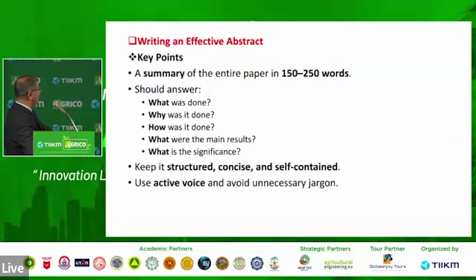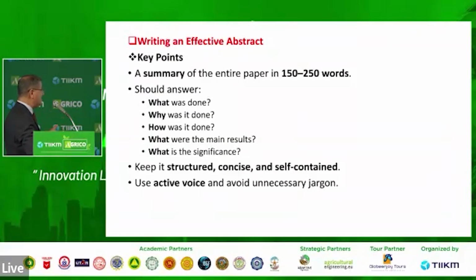For the abstract, we are going for 150, sometimes 250 words. When I get a paper for review and the person writes 500 words as an abstract, but the instruction of the journal says it should not exceed 300, then from the very beginning you see somebody who is not a professional in writing the paper the right way. So what was done, why was it done, how was it done, what were the main results, what is the significance. This is very important in the structure of the abstract.